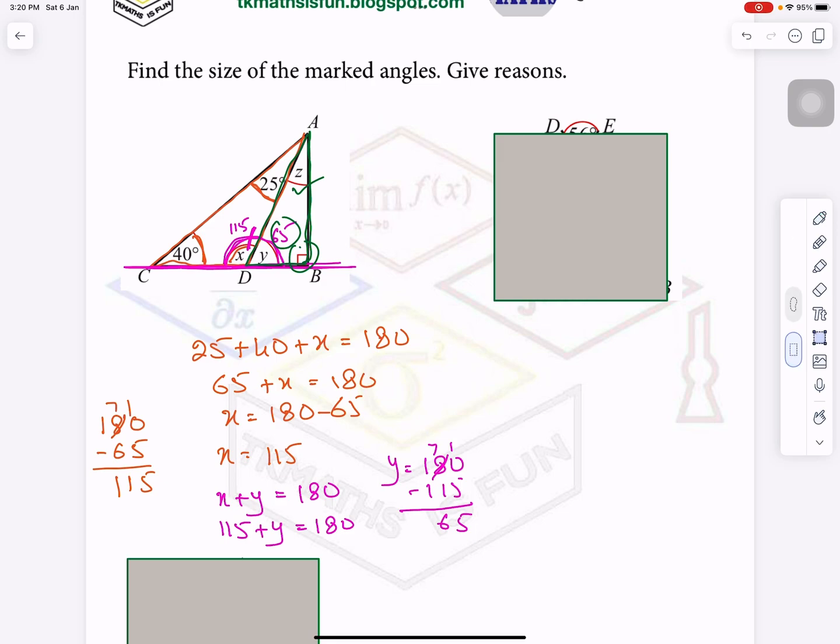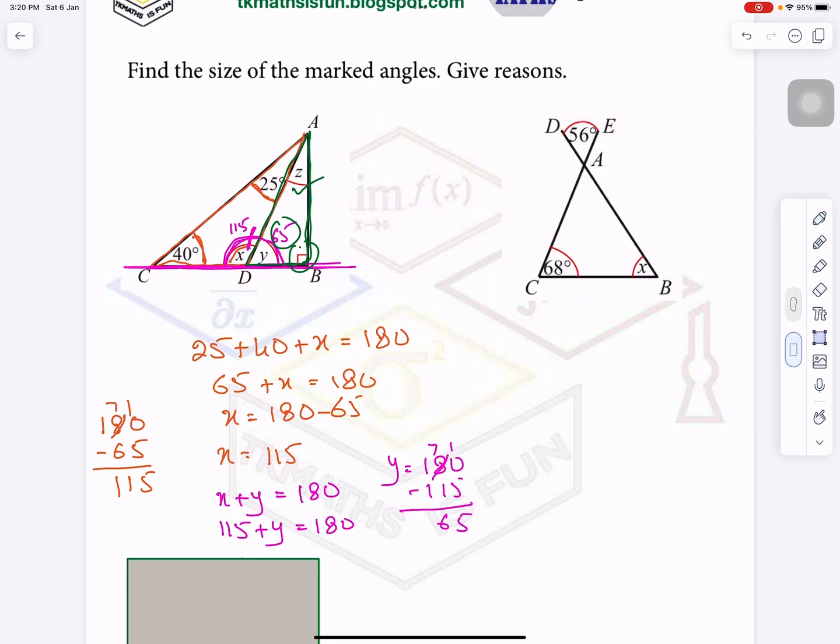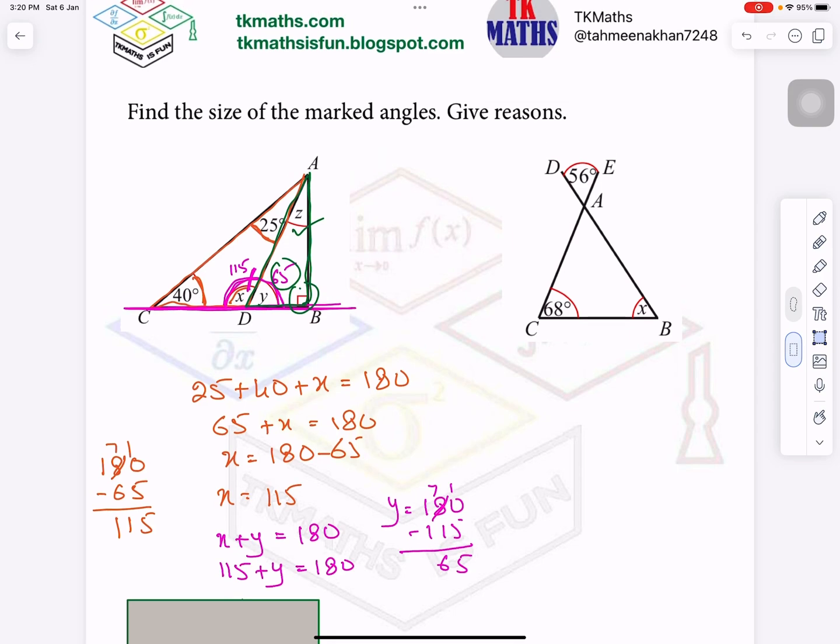Let's see another question. This one. So at a glance, does it look easy or difficult to you? How will I find out x? Now, I don't know this angle. I know only one angle. So if somehow I can find this angle, then the question will be easy. You know why? Because then in a triangle, I can add up the three angles and put it equal to 180. So the problem is how to find out this angle A.